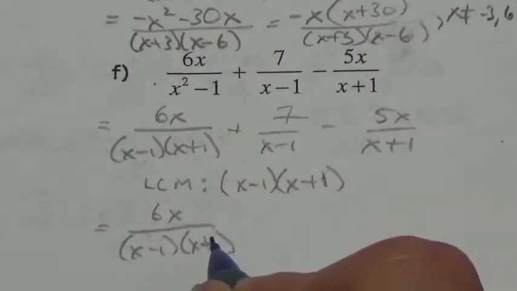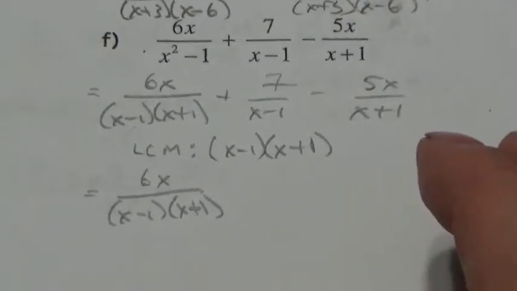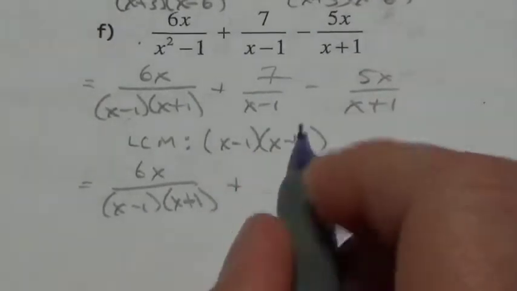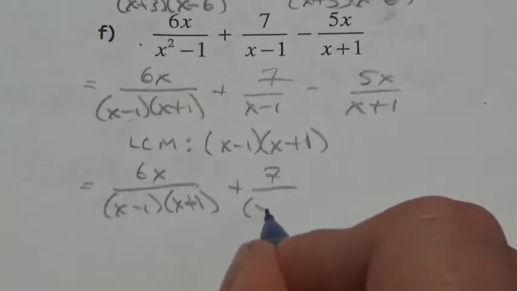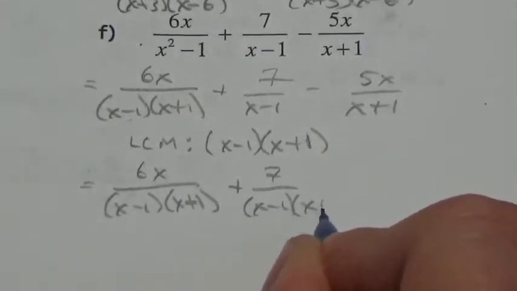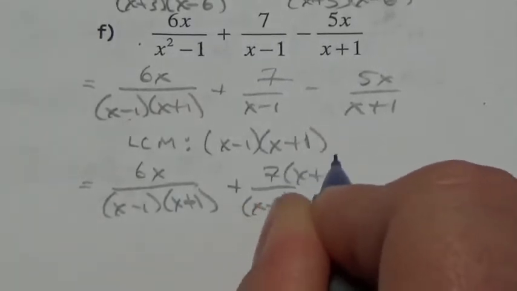Which tells me that my first term was fine. I didn't need to do anything to that first term. It already had everything in the denominator that I needed. Over here, though, I had that x minus 1. I have to plug in that x plus 1 there, which means I got to plug it into the numerator.